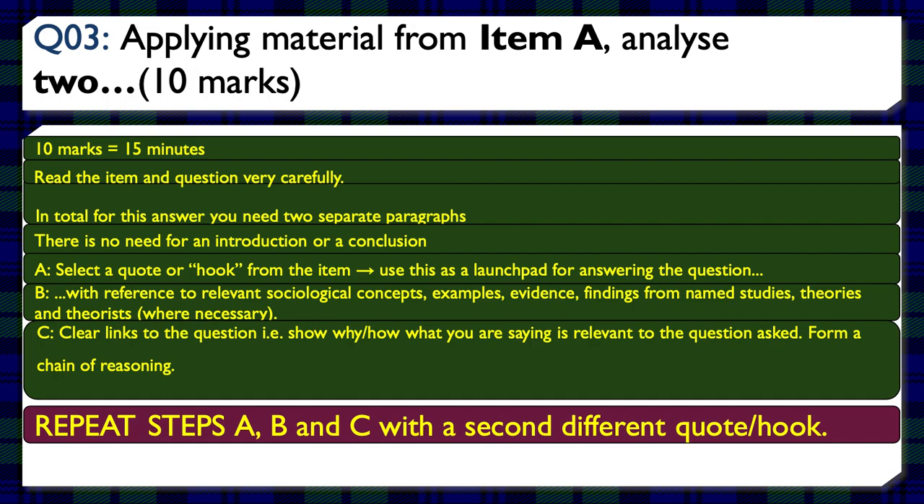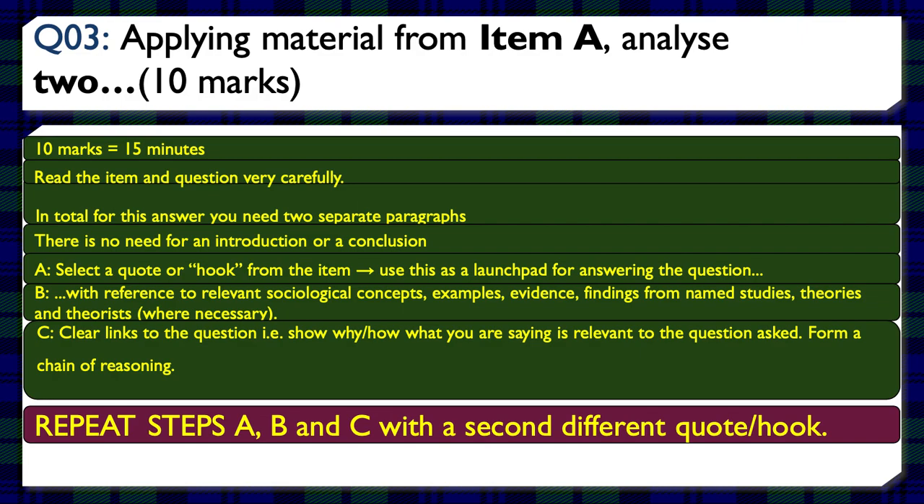If you want to break the timing down even further, then your 15 minutes for 2 paragraphs becomes 7.5 minutes for each one. Please follow the advice given here. The item has a number of hooks that you are required to develop explicitly, and you might find it easiest to start each of your 2 separate paragraphs with a direct quote from the item. You need to use your quote as a launchpad for your response, with reference to relevant sociological concepts, examples, named studies, evidence, theory, and theorists where necessary.